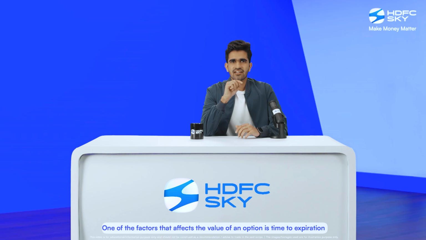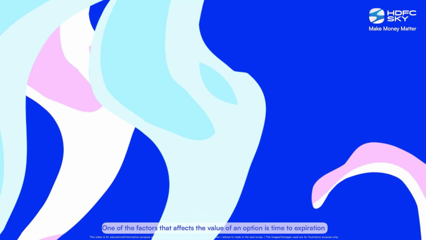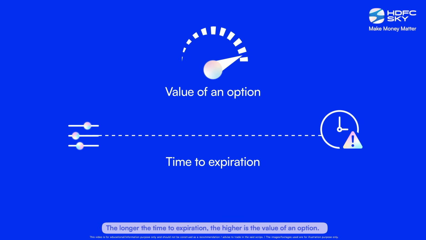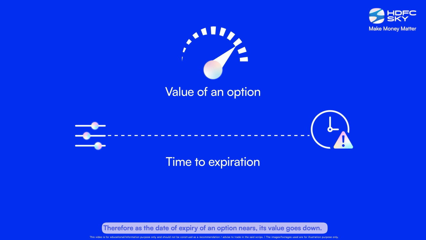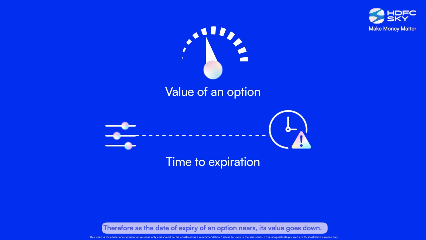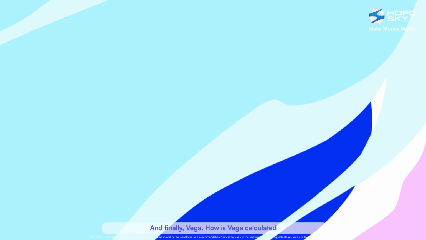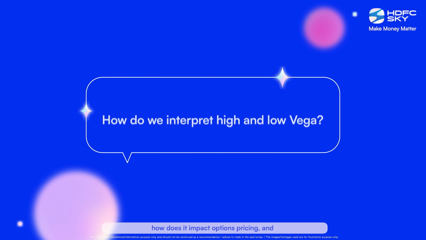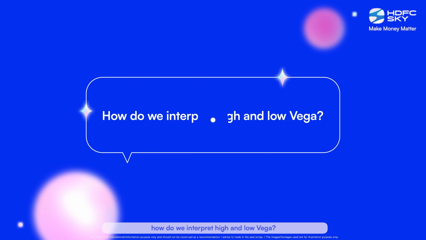One of the factors that affects the value of an option is time to expiration. The longer the time to expiration, the higher is the value of an option. And therefore, as the date of expiry of an option nears, its value goes down. And finally, Vega. How is Vega calculated? How does it impact options pricing? And how do we interpret high and low Vega?